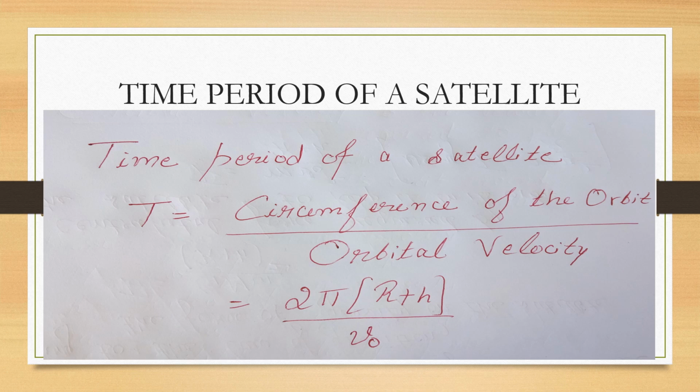We know the formula for the circumference of a circle is 2 pi r, but in this case, in place of r we are using r plus h, because r plus h is the orbital radius of the satellite. So we get 2 pi into r plus h divided by v naught.